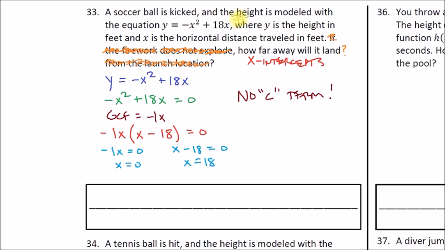When the ball is kicked, it must start off at 0. But it's not asking us where it starts. It's asking us where it's going to land. It's going to land 18 feet away. So when you write this answer, I'm not going to write it to save some time. When you write this answer, your answer should be something like, the soccer ball will land 18 feet away, as long as your answer has 18 feet in it.